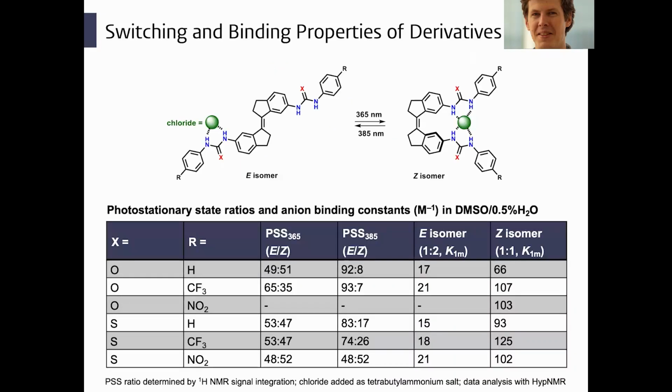So we made different derivatives. Overall, they have very similar properties as the first molecule I showed you. So PSS ratios by light irradiation are very similar. Binding properties are very similar, except for the nitro-substituted compounds, which have very poor band separation and therefore cannot be switched back and forth.